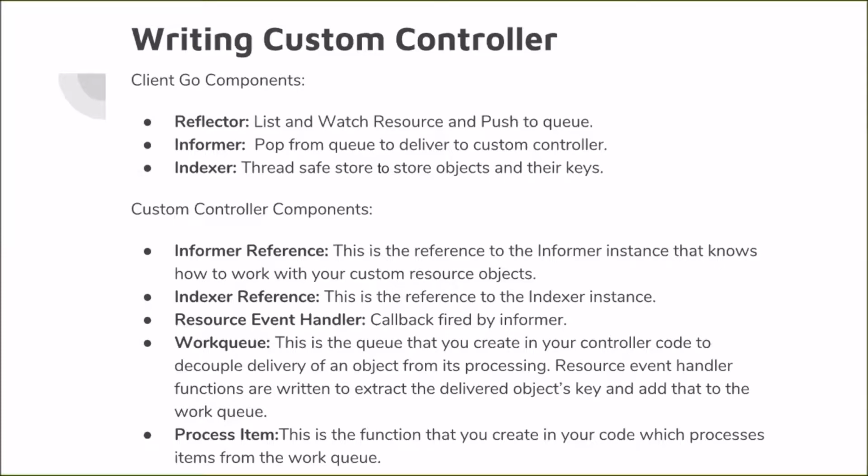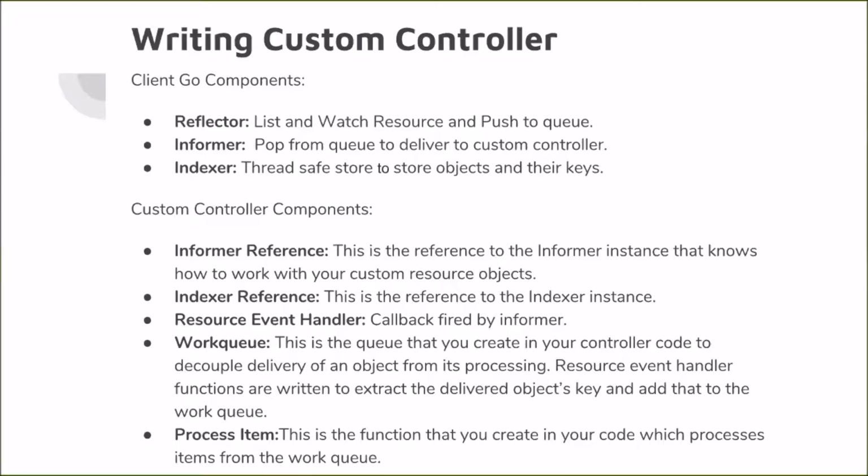We also have custom controller components. The following are the components more generally used to devise one. You'll have to create an informer reference, indexer reference, resource event handler, work queue, and process item. These are the five basic components that will allow you to build your own custom controller using reflector, informer, and indexer. The informer and indexer references are just references to the informer and indexer, which will know how you can use them with your custom resource objects or maybe the native objects.